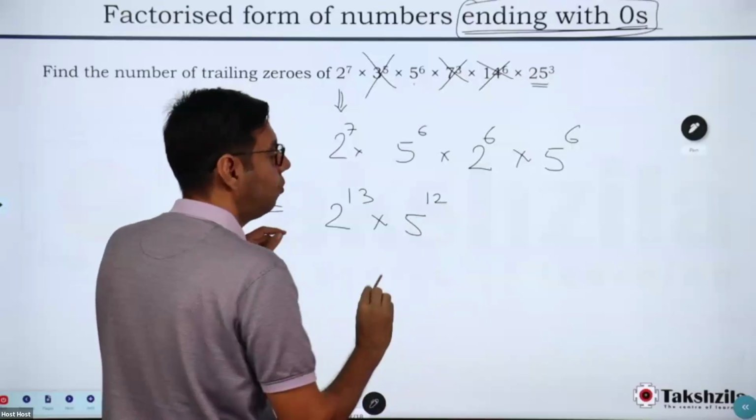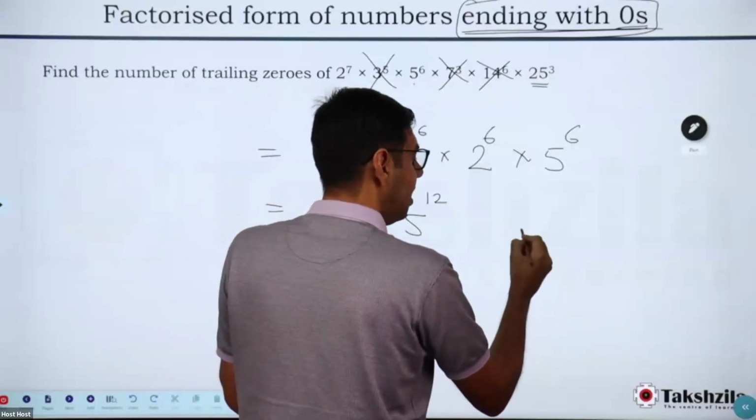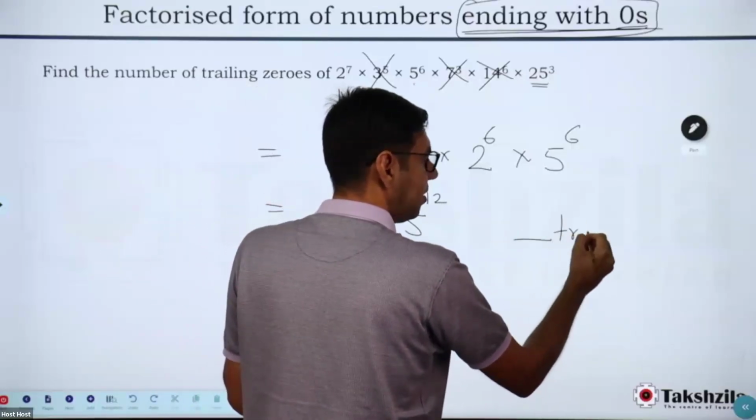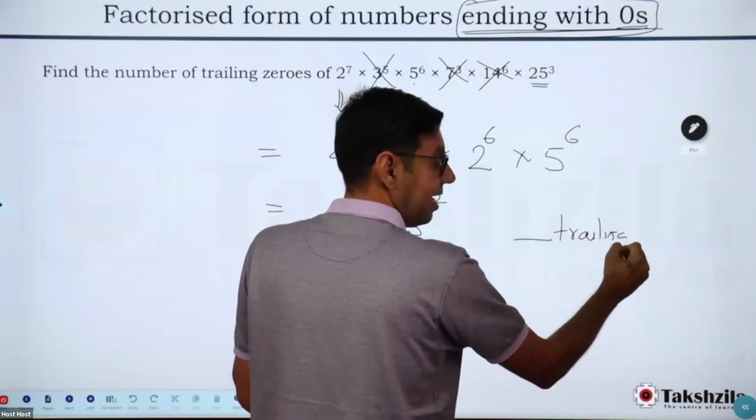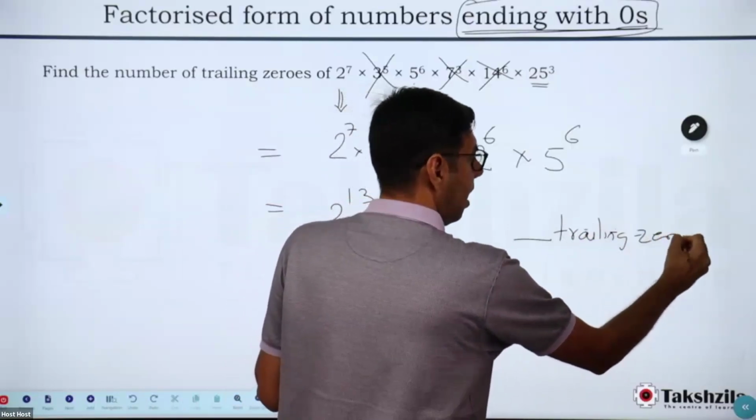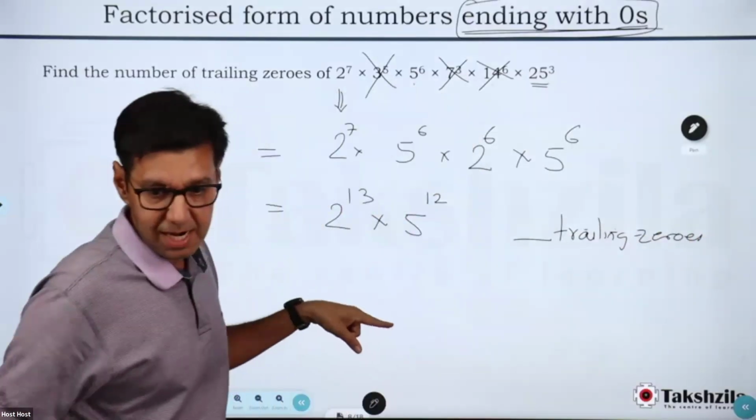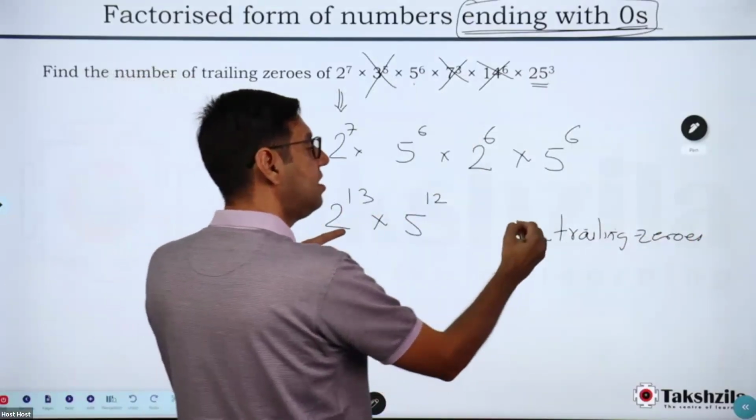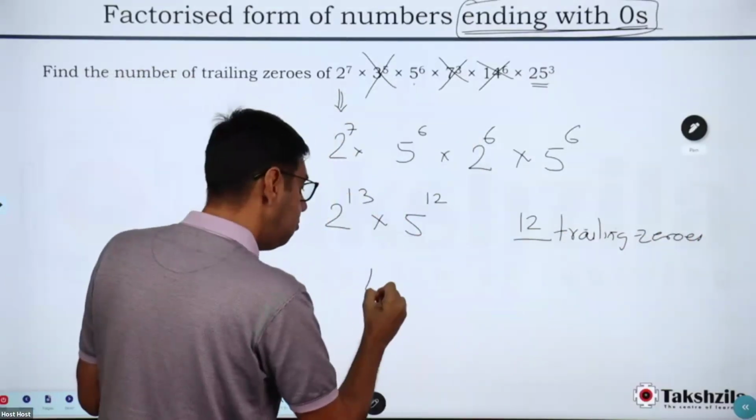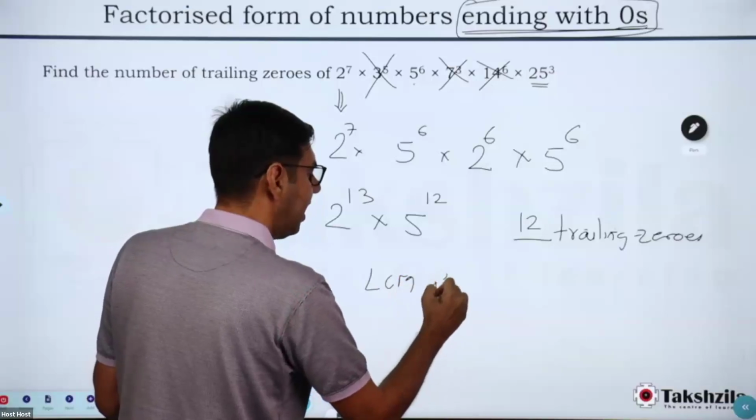Now, Saurabh, go ahead and tell me the number of trailing zeros, because I'm pretty sure you can tell me the answer. So how many zeros? 12. So will you say it is the LCM of indices?